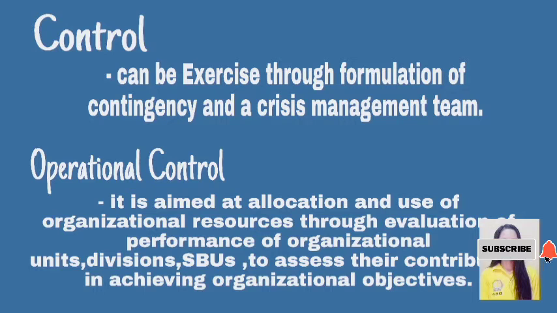First, the operational control. It is aimed at the allocation and use of the organizational resources through evaluation of performance of organization units, divisions, and SBUs to assess their contribution in achieving organizational objectives. This control monitors the use of existing resources and progress towards existing plans. Operational control ensures that activities are consistent with established plans.